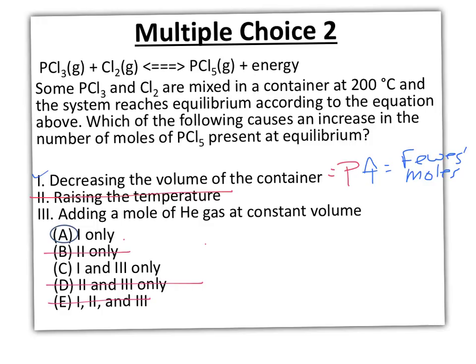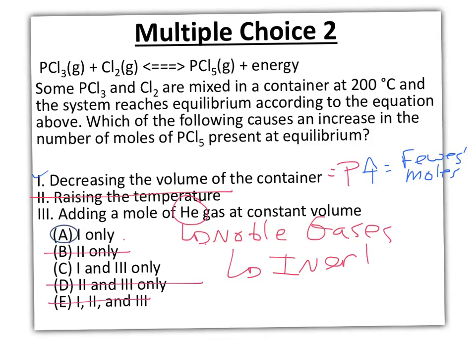Adding a mole of He. What is He in terms of its group? It's a noble gas. And what do we know about noble gases? They are inert. And what does inert mean? They don't react. So that's definitely not going to do anything. So that knocks 3 off. And so that leaves us with A only. Everybody good there? Okay? Next.